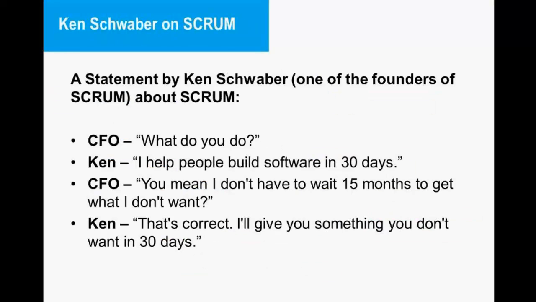Here is an example of a statement from Ken Schwaber, one of the founders of Scrum. Well, the CFO asked him, what do you do? What is Scrum? And he told him, well, I help people to build software in 30 days. And the CFO said, well, you mean I don't have to wait 15 months to get what I don't want? And well, his answer is really funny. He said, that's correct. He will give him something he doesn't want in 30 days. So it's a much quicker iteration, and you can see the results of your implementation much quicker if you use Scrum, because you deliver or implement some prototypes.